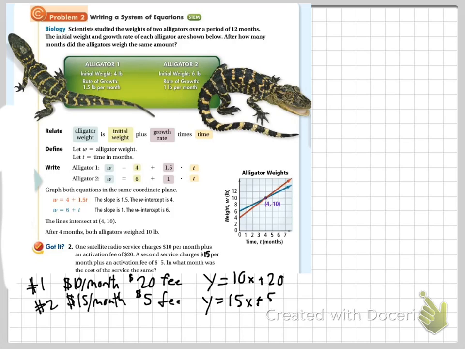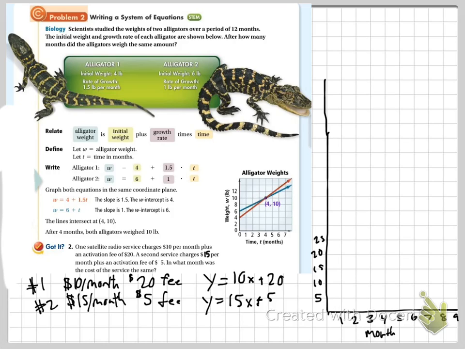So I'll draw in my graph. I'm not quite sure how high I'm going to have to go, so I'm going to draw it pretty big. We'll go up by months on our x, so I'm just going to go up by ones. That's months. And then I'm going to go up by fives, so 5, 10, 15, 20, 25.